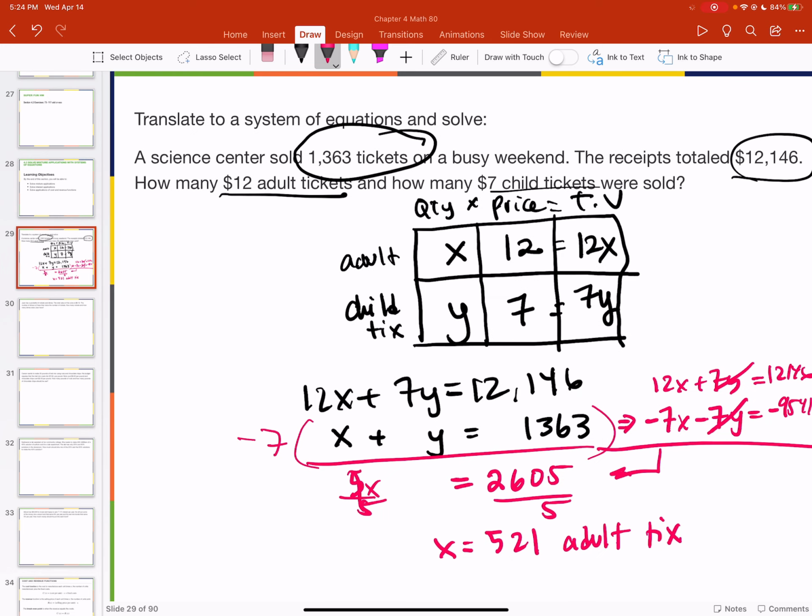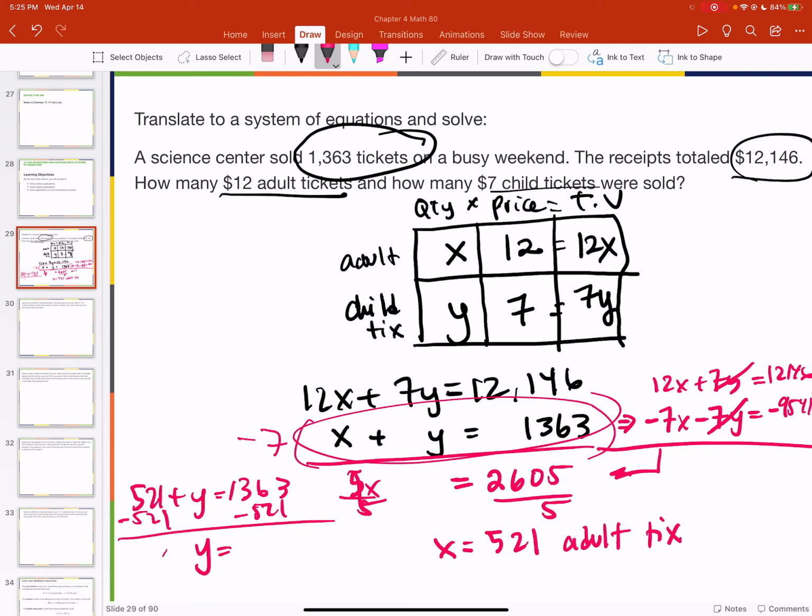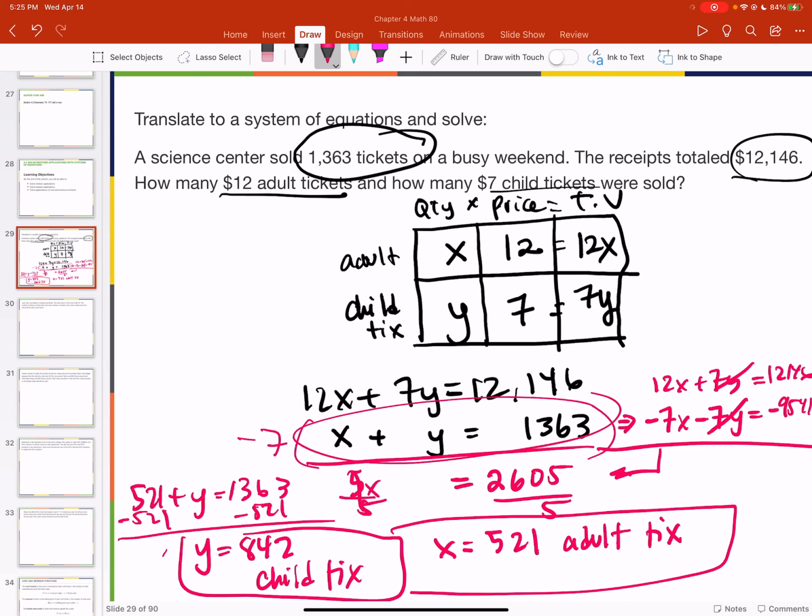So to find the child tickets, we plug it into the second equation. So we have 521 plus Y is equal to 1363. So 1363 minus 521, and so Y is equal to 842, and that is child tickets. Okay, so that's our answers right there. Not too bad. Let's do another one.